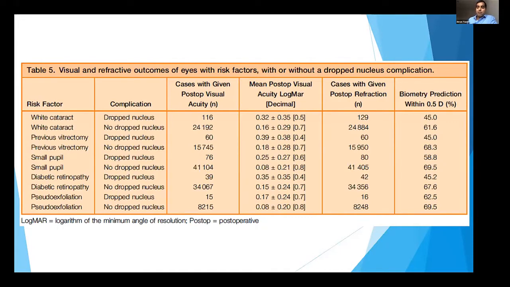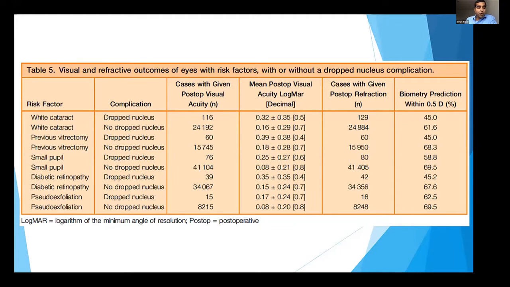So particularly looking at that final column, I think what you would expect is that if you didn't have a drop nucleus, the likelihood is your refractive error would probably be lower. So that's probably what you would assume. And you can see that in each of those rows, when there's no drop nucleus, that particular group had a greater percentage that fell within 0.5 diopters of predicted. So that does make sense.